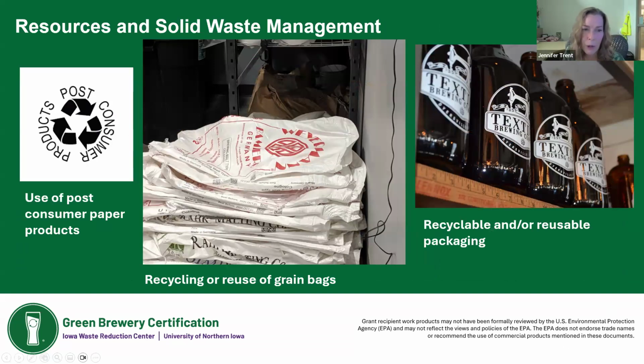Also, we want breweries to use post-consumer products or recycled products. So we take a look at toilet paper, we take a look at napkins, paper towels to see if it has that post-consumer logo on it. We also look at grain bags. When we first started this project or this program quite a few years ago, grain bags were all made out of plastic, and most breweries had no way to recycle them. They ended up in the landfill.